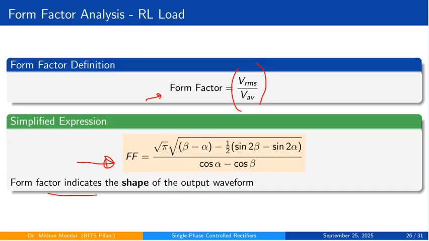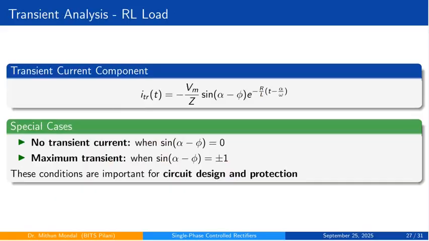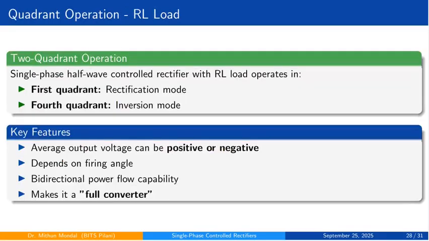Form factor will indicate the shape of the output waveform, what nature we are getting, because it is a sinusoidal wave. And the transient current which is present due to the inductive effect, we can calculate by these expressions. If we talk about the special cases, no transient current is possible only when sin(alpha minus phi) is equal to 0, and maximum transient can take place when sin(alpha minus phi) is plus or minus 1. These conditions are important when we talk about circuit design and protection when we are designing the RL network. In that case, we need to have knowledge of the maximum and the minimum transient current conditions.